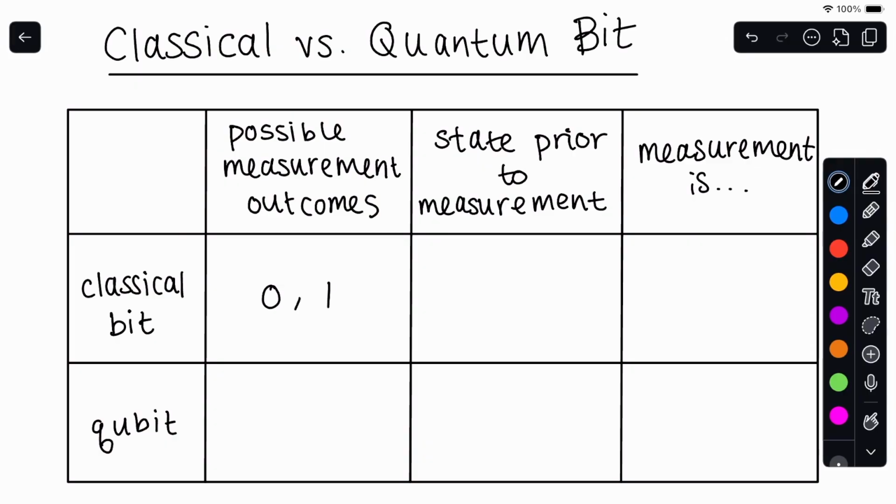And before you measure your classical bit, it's already going to be in the state that you measure it to be in. So if you measure 0, then it was already in the 0 state before you started measuring. And if you measure 1, it was already in the 1 state before you started measuring. So in this sense, for a classical bit, measurement is deterministic.